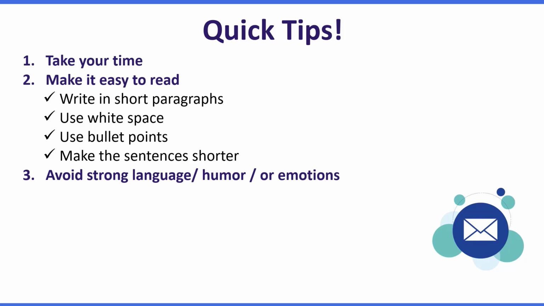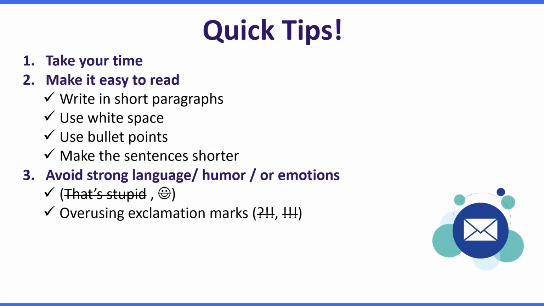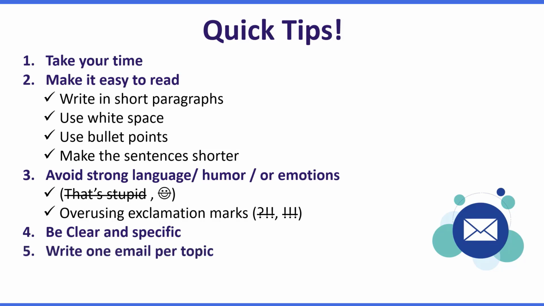Avoid strong language or humor or emotions, and expressions such as "that's stupid" or the use of emojis is not the language for emails. It's a language for texting. Don't overuse exclamation marks, as it could create a kind of misunderstanding. Be clear and specific. Try to always be to the point and convey your message clearly. Write one email per topic. Don't include different topics in only one email. And the last thing you should do is checking your email for any mistakes, such as grammatical mistakes, wrong punctuation, or the wrong use of words.